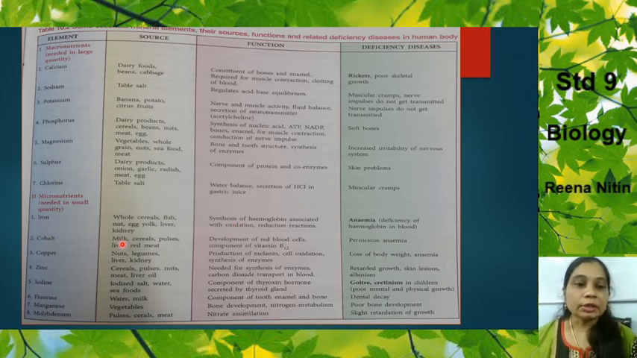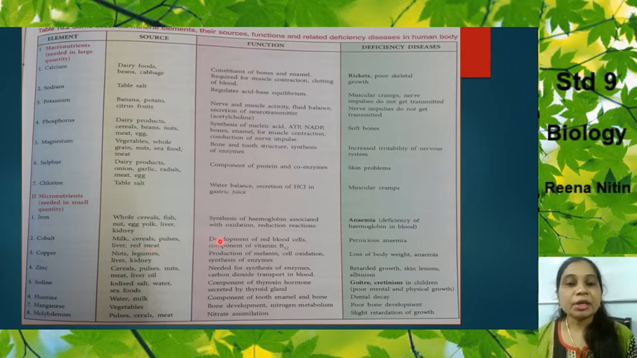Now cobalt: milk, cereals, pulses, liver, red meat, etc. It is needed for development of red blood cells and is a component of vitamin B12; deficiency causes pernicious anemia. Copper is again present in all these foodstuffs. It is needed for production of melanin, a pigment found in the skin which is important for skin color, and for cell oxidation and synthesis of enzymes. Deficiency causes a loss of body weight and anemia.